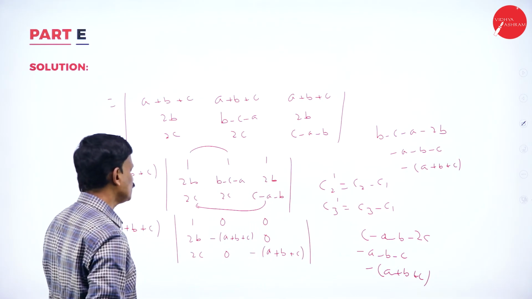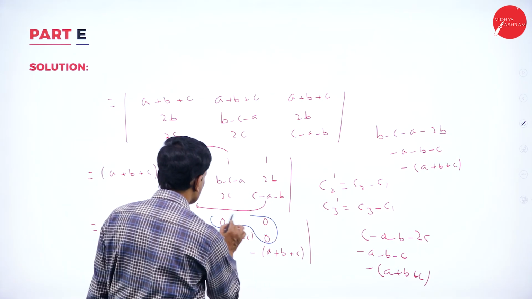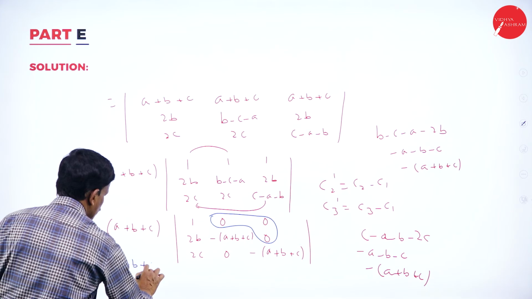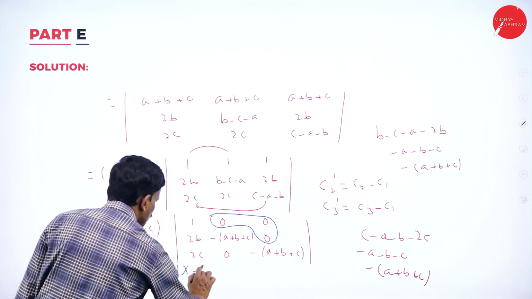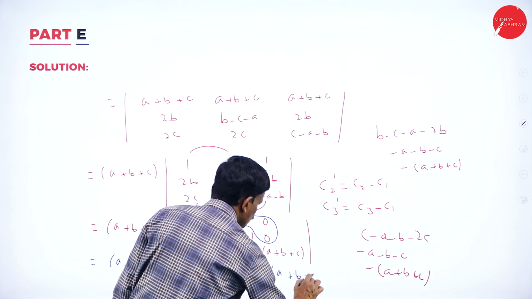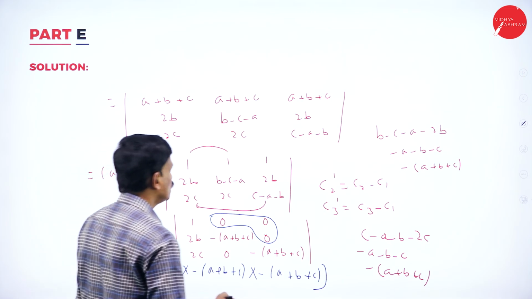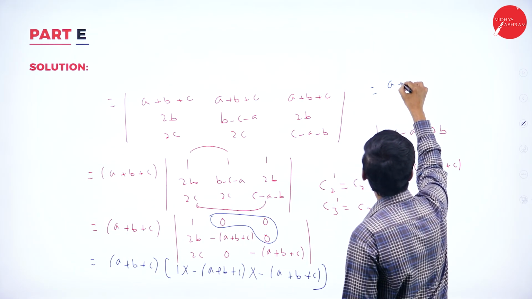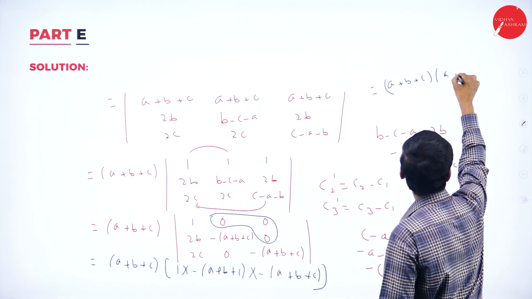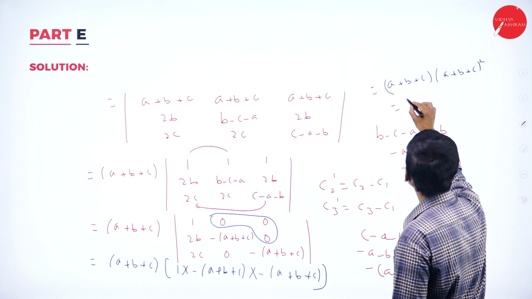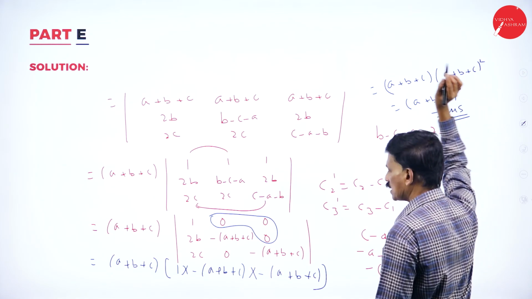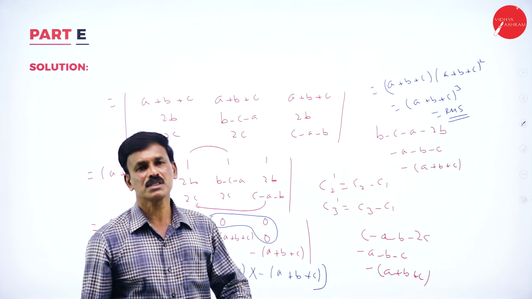So if you observe carefully, all the elements above the principal diagonal are zeros. So therefore the value of the determinant is equal to the product of principal diagonal elements: A plus B plus C into 1 into minus of A plus B plus C into minus of A plus B plus C. So what is this equal to? This is equal to A plus B plus C into the square of A plus B plus C, which is A plus B plus C whole cube. That is your required RHS. That's it. So the answer is A plus B plus C whole cube.